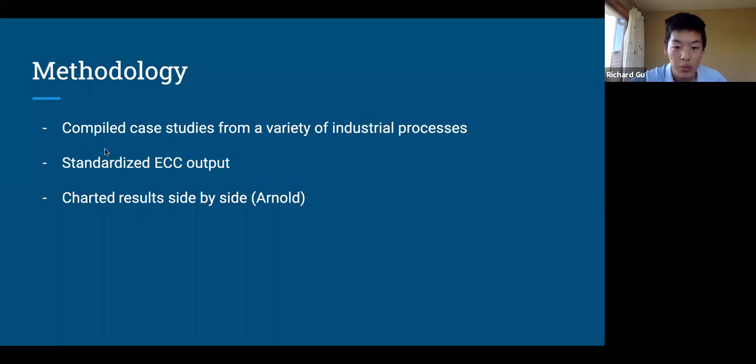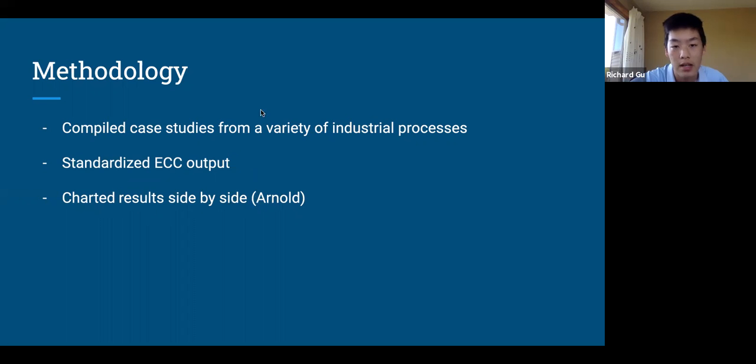The SDM outputs the exposure control category directly, while the IHMOD actually outputs concentration in parts per million. So I actually had to standardize it into exposure control categories in order to allow for easier comparison. And lastly, I charted my results, the results from these tools side by side.